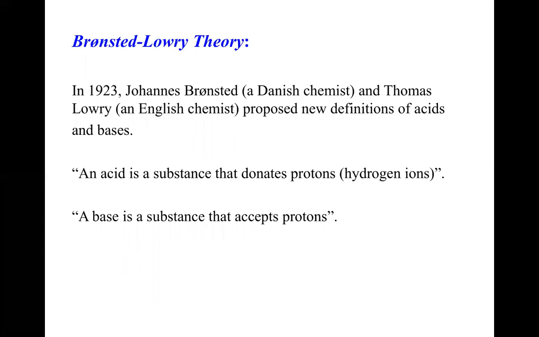So the third theory was introduced. This theory was given by the Danish chemist J.N. Bronsted and Thomas Lowry, an English chemist, in 1923. They proposed new definitions. According to them, an acid is a substance that can donate a proton. It is also called a proton donor. Whereas a base is a substance that accepts a proton. It is also called a proton acceptor.